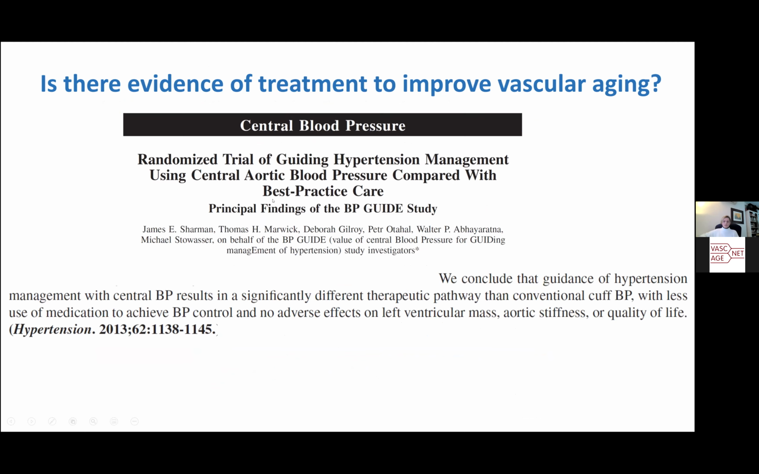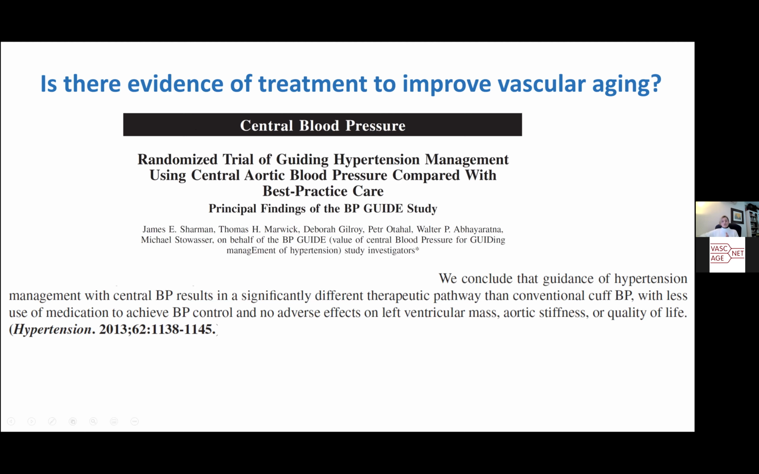So as a last part, I thought I would look around in the literature at some trials that caught my eye. There may be many others that I haven't listed here, but one of the things that really stuck in my memory was the 2013 paper by James Sharman and colleagues, the BP Guide study. Central systolic blood pressure, of course, is not an assessment of arterial stiffness, but I think very strongly correlated. And so I think that was in the right direction.